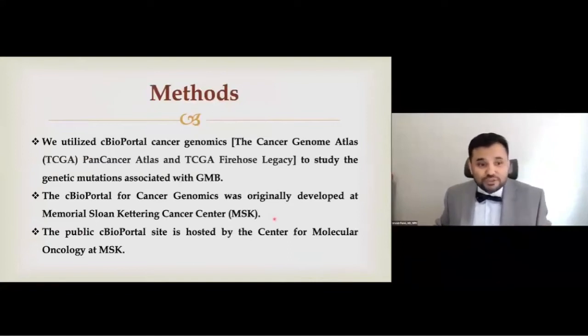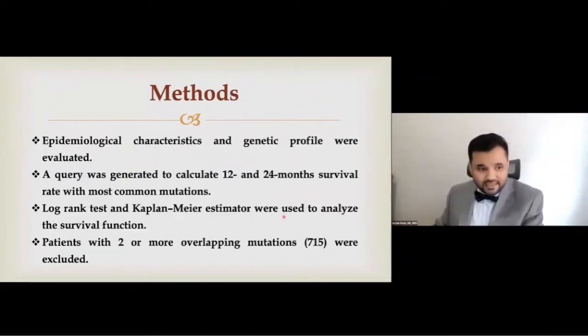In methods, what we used was cBioPortal for cancer genomics, the Cancer Genome Atlas Pan-Cancer Atlas, and TCGA Firehose Legacy. This is the cBioPortal cancer genomics directory, which we used to study the genetic mutations associated with glioblastoma multiforme. cBioPortal for cancer genomics was originally developed at Memorial Sloan Kettering Cancer Center, and it is publicly available, hosted by the Center for Molecular Oncology at MSK.